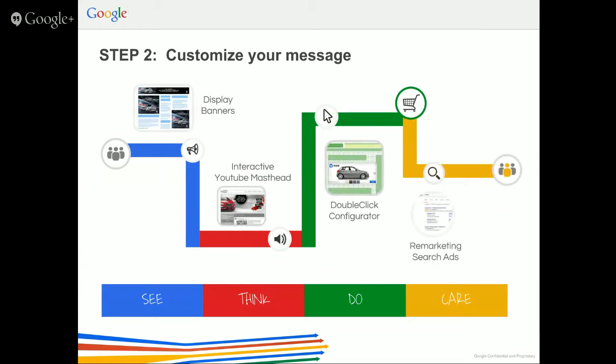So here on the top, I put display banners to raise awareness about your brand. And then in the think phase, you may want to show a masthead on YouTube, where people can interact with your masthead, and then you can re-engage with those people by creating remarks. And then in the next phase, you can show banners that you can create in DoubleClick, where people can interact with the banner by configuring the card, changing the colors, and so on and so forth. And then in the last phase, you can do remarketing with search ads, where you can show customized ads for the people who have been previously on your website and go back to search.